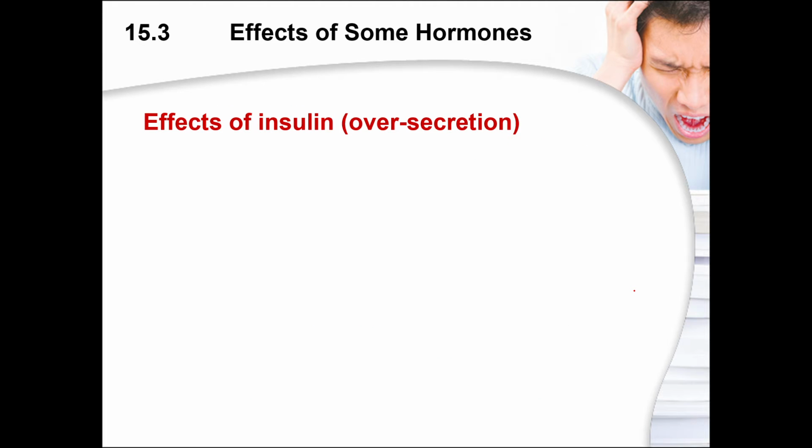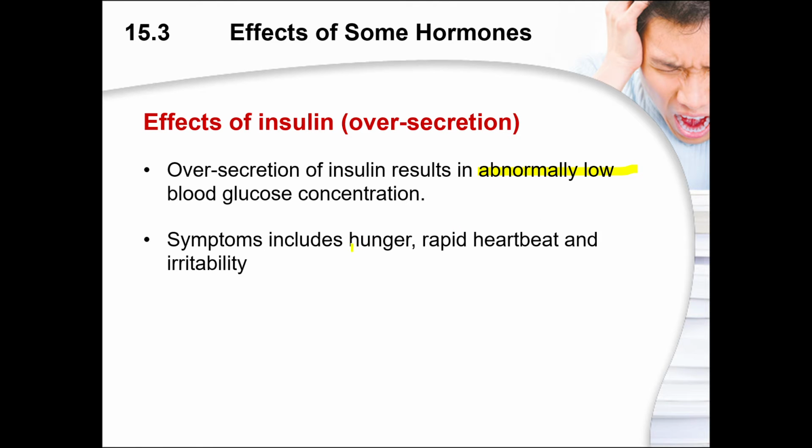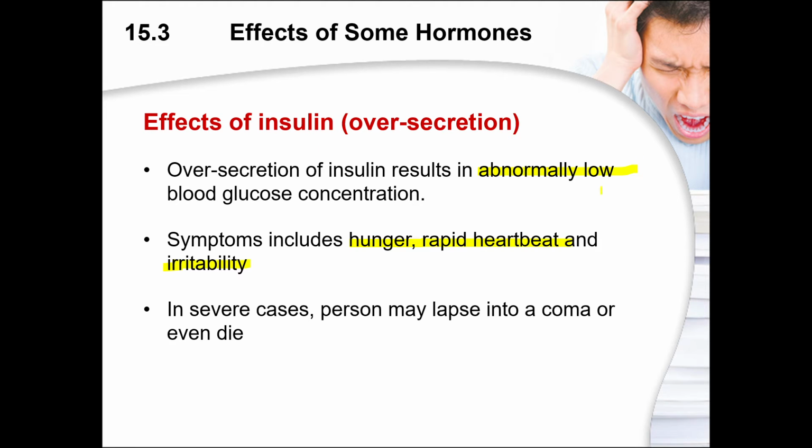Okay, so what happens when you secrete too much insulin? Okay, so when there's too much insulin being secreted, it causes an abnormally low blood glucose concentration, because now too much of it is being converted away. So now we have got too little glucose in your blood, abnormally low, and this causes hunger, rapid heartbeat, irritability. You know, when you're hungry and your blood glucose level is low, you are more irritated. Okay, so in severe cases, this person may even go into coma or even die. So this is why you should never starve yourself. You should never fast for too long hours, because this may actually cause serious consequences.